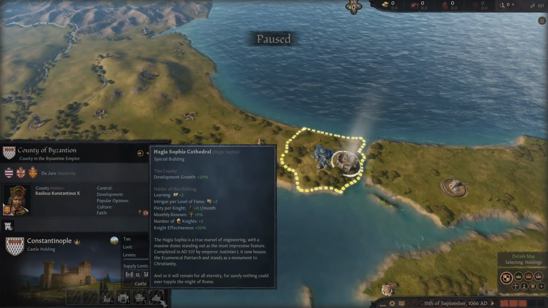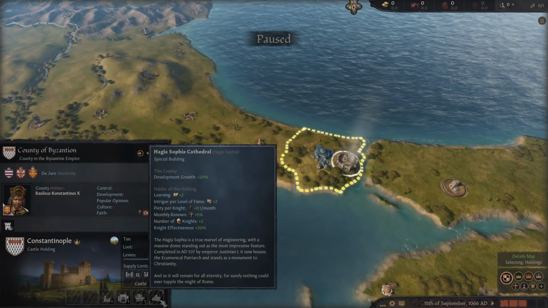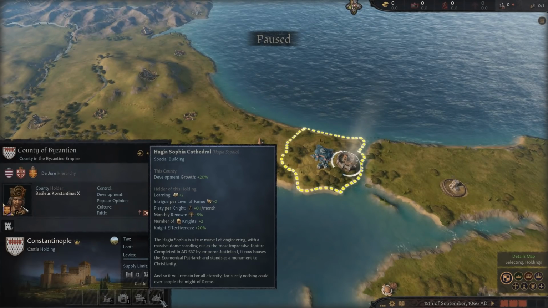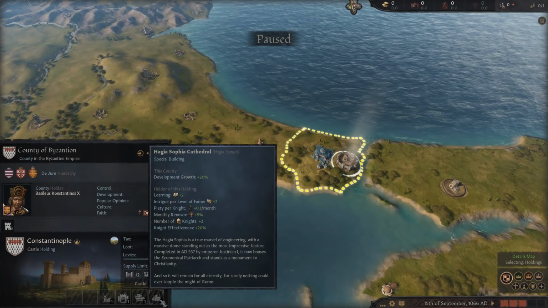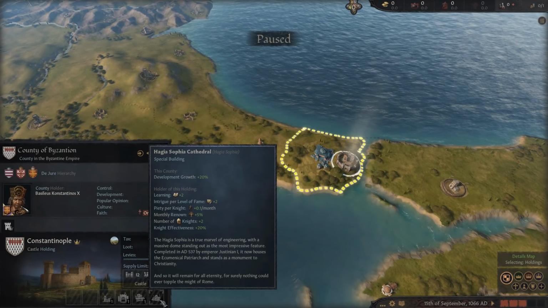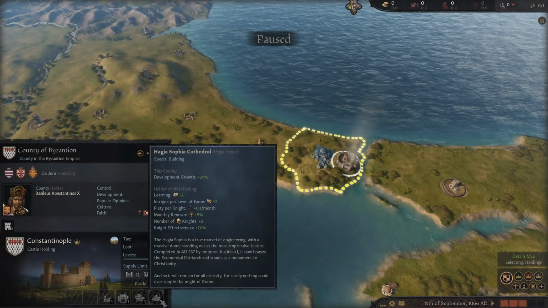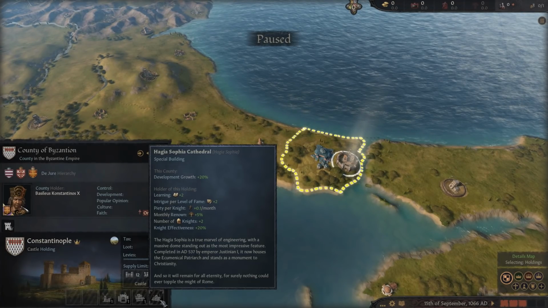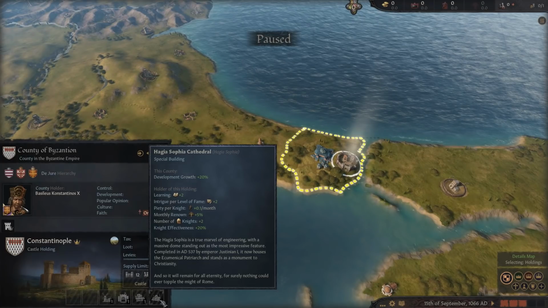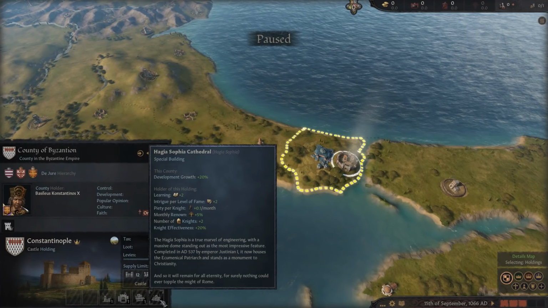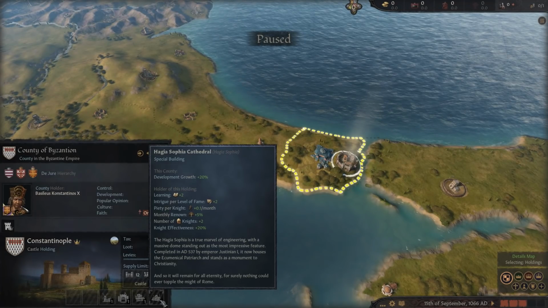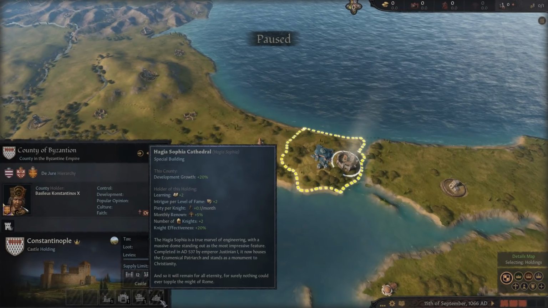These are religious. So it depends on if you are Judeo-Christian or Islamic in religion, and that converts it. Right now, obviously, it is in the hands of the Christians, so it is the Hagia Sophia Cathedral. Otherwise, it is the Hagia Sophia Mosque. Either way, it gives you what you need. The Hagia Sophia is a true marvel of engineering with a massive dome standing out as the most impressive feature. Completed in 537 by Emperor Justinian I, it now houses the ecumenical patriarch and stands as a monument to Christianity. And so it will remain for all eternity, for surely nothing could ever topple the might of Rome.